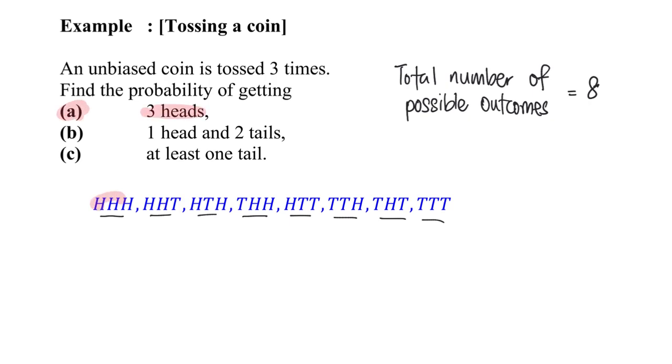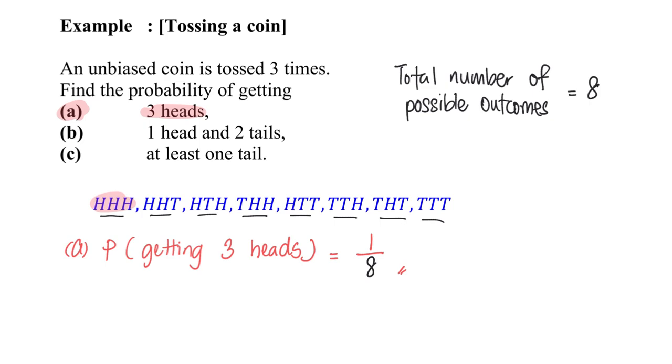for part A, what's the probability of getting 3 heads? You will then see that for part A, the probability of getting 3 heads is 1 out of 8, and that is the simplest form.